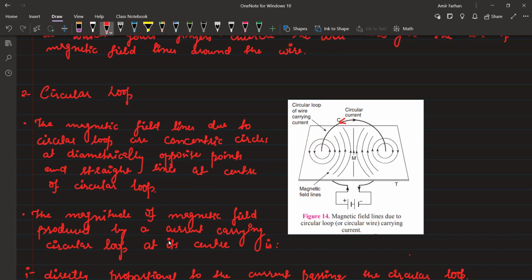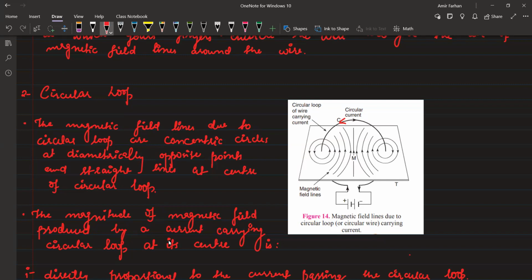For the straight wire, your curling fingers will denote the magnetic field and the thumb will denote the current. And for the circular loop, your curling fingers will denote the direction of current, and the thumb will point in the direction of the magnetic field. Clear?